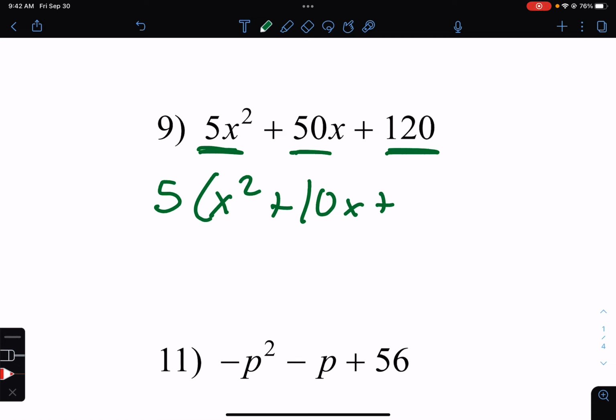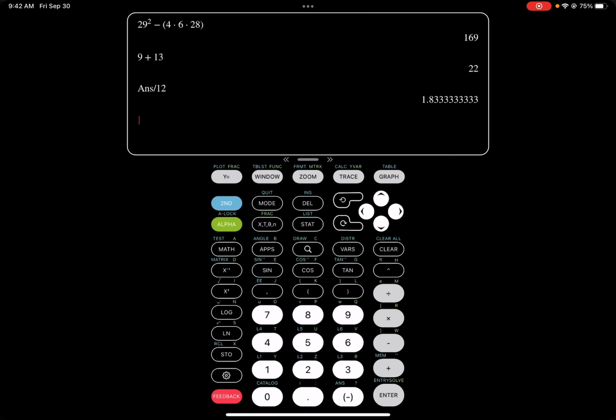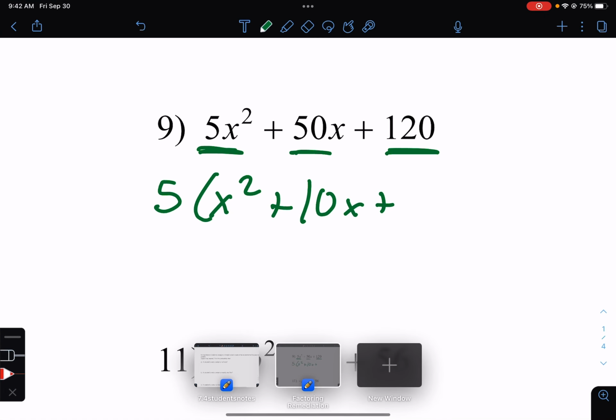Let's see, hold on. Hold on, I'm having a brain fart. Let's see, 120 divided by 5 is 24, wow, that was bad. All right, so plus 24.